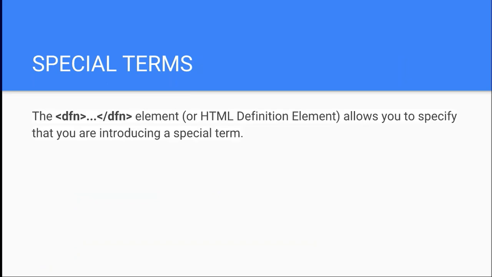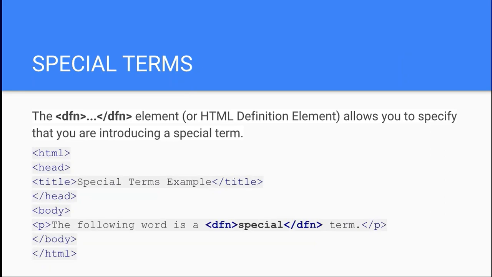And our next tag is special terms. What is this? The DFN and /DFN element, or HTML definition element, allows you to specify that you are introducing a special term. Let us see the code. So in this paragraph, the following word is special, DFN/DFN term. Let us try this program.